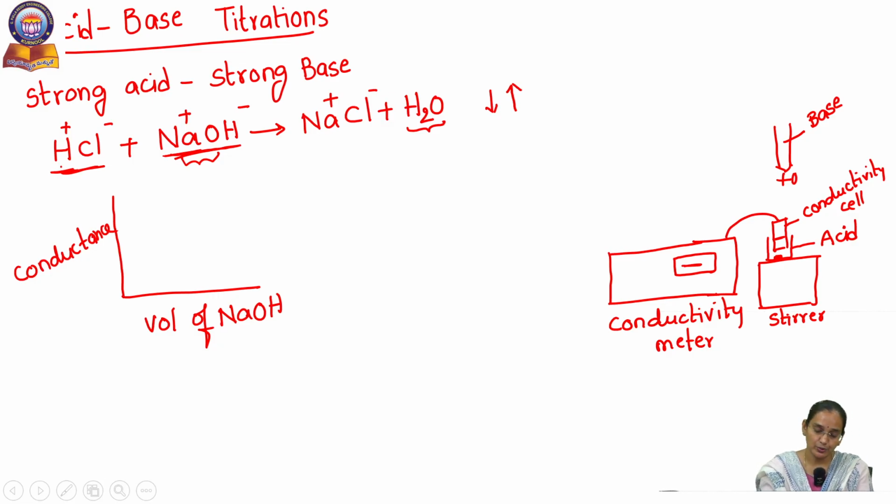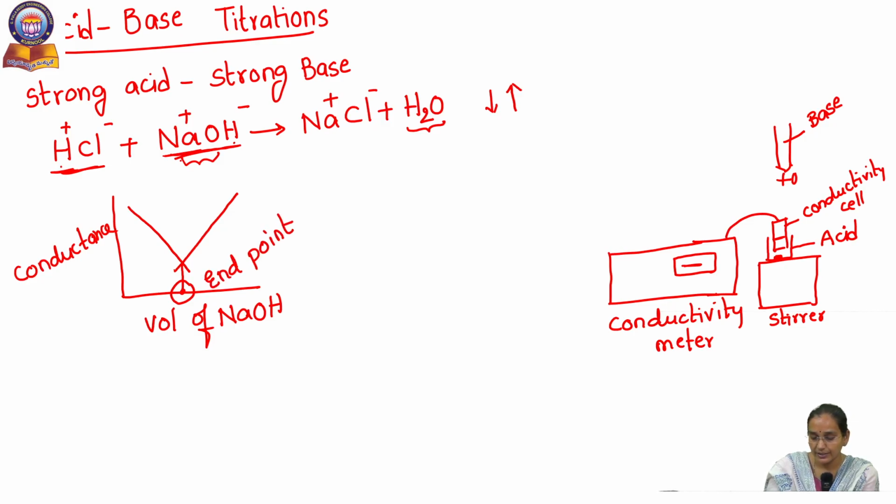initially with the addition of NaOH to HCl, the conductance of the solution decreases. After neutralization of HCl, the conductance of the solution increases. The reason: first, conductance decreases because the number of ions is decreasing and fast moving ions are also decreasing. After neutralization, conductance increases because the number of Na+ and OH- ions is increasing. So the intersection of these two lines gives the end point. This is the end point. In this way, we calculate the end point for strong acid and strong base.